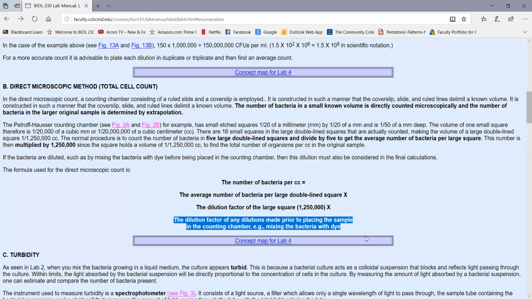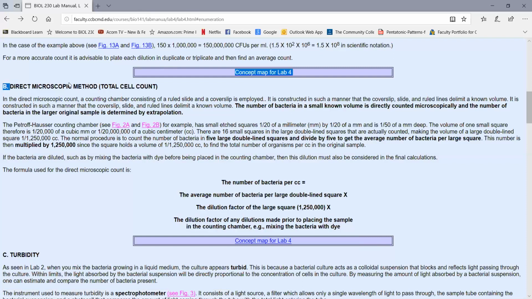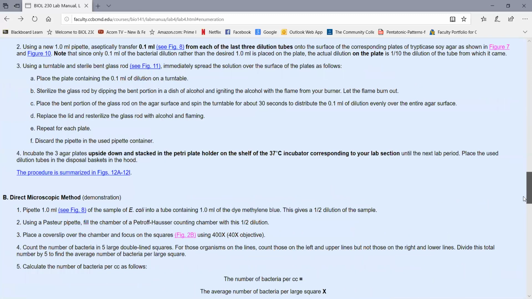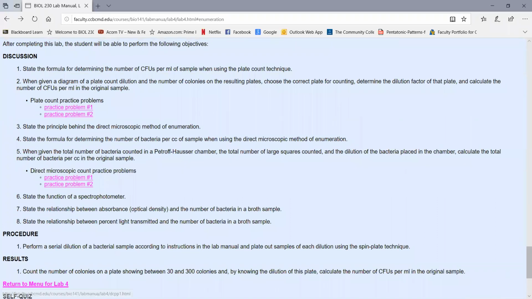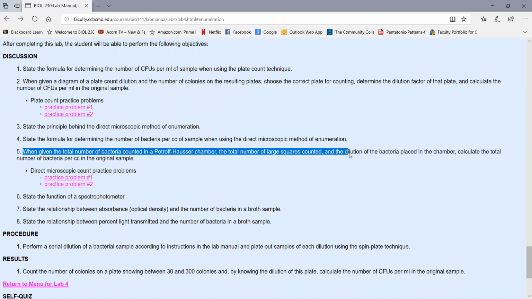But there are 2 practice problems you can do now to see how to do one of these problems. And we'll take a look at those. So for the direct microscopic method, to do your practice problems and see how to do this on a quiz, scroll down on your online lab manual to the performance objectives. And you'll notice that performance objective number 5 under discussion says, when given the total number of bacteria counted in a Petroff-Hauser chamber, the total number of large squares that are counted, and the dilution of the bacteria placed in the chamber, calculate the total number of bacteria per cubic centimeter in the original sample.